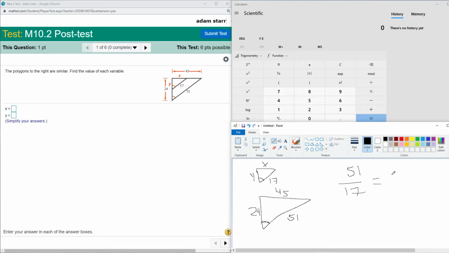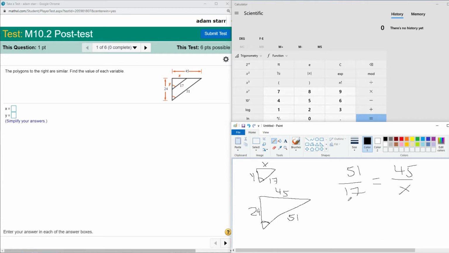And then I have to stay consistent. So my next fraction has to be big triangle to small triangle because I did big triangle to small triangle first. So 51 is to 17, and I'm going to find x first. So x matches with this side of 45. So 51 is to 17 as 45 is to x. And it creates this proportion.